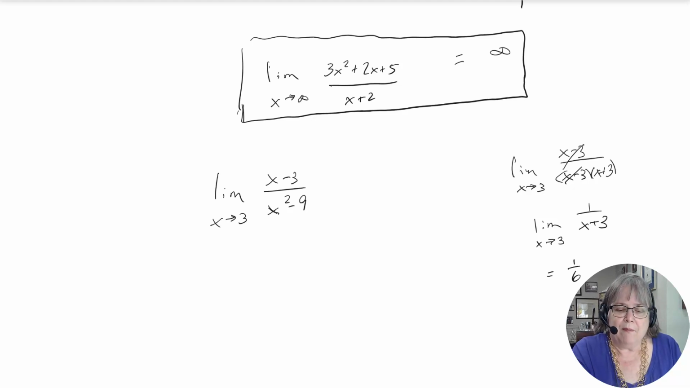But let's use this now that we know the answer is 1/6. Let me show you what happens with what's considered indeterminate cases. The indeterminate cases say that if you're trying to take the limit and you get something of the form 0 over 0 or infinity over infinity, or you can have 0 times infinity, or infinity minus infinity, you try to get it into fractional form.